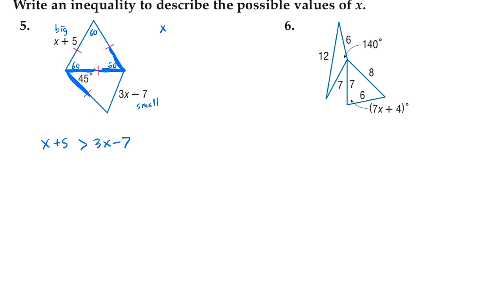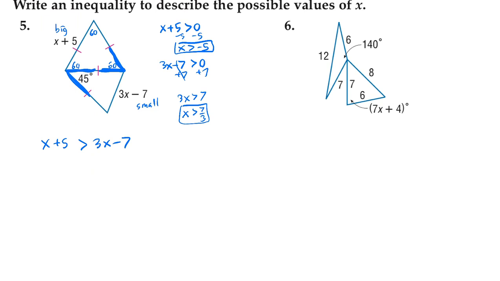We always have the fact that x plus 5 is a side length and 3x minus 7 is a side length. Maybe that won't matter, right? So minus 5, minus 5, x is bigger than negative 5. Maybe that won't matter, but maybe it will. Plus 7, so 3x is greater than 7. So dividing by 3, x is bigger than 7/3. So maybe that won't matter, maybe it will.